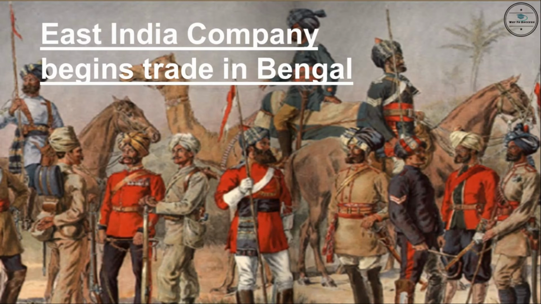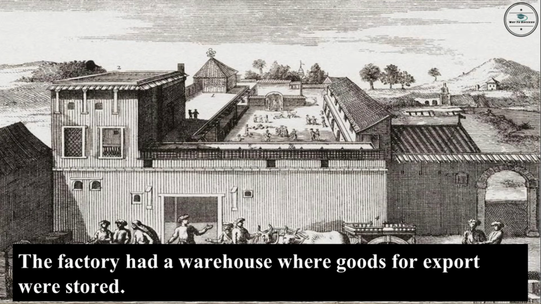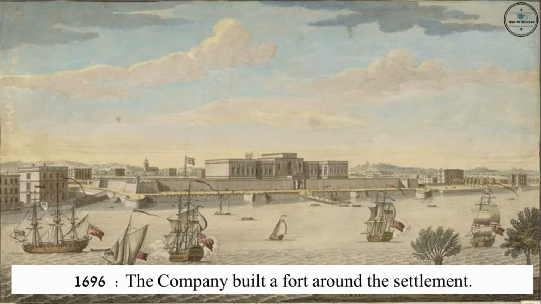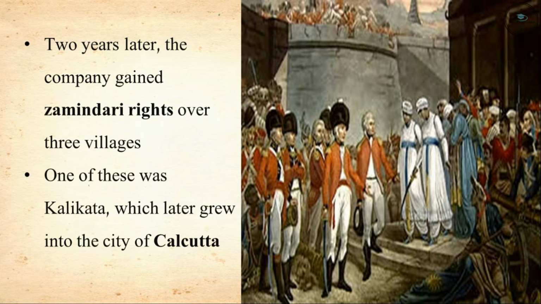How East India Company begins trade in Bengal. The first English factory was set up on the banks of the river Hooghly in 1651. The factory had a warehouse where goods for export were stored. By 1696, the company built a fort around the settlement. Two years later, the company gained zamindari rights over three villages. One of these was Calicut, which later grew into the city of Calcutta.